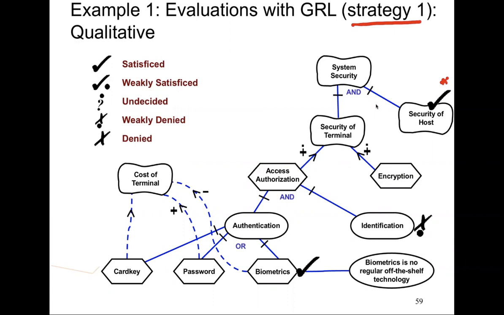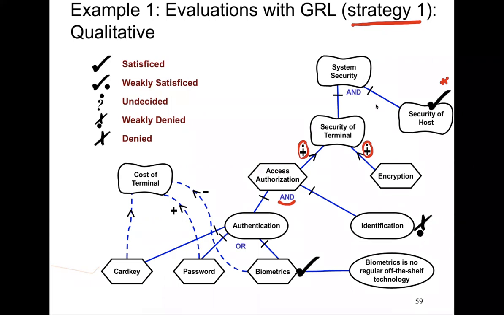You can see that the contribution between the access authorization is a make contribution, and the encryption is a make contribution. The decomposition between the security of terminal and security of host is an and decomposition, and the decomposition between authentication and identification also is an and decomposition. The decomposition between card key, password, and biometric is an or decomposition. The biometric adds negative impact to the cost of terminal, and the password adds positive impact to the cost of terminal.